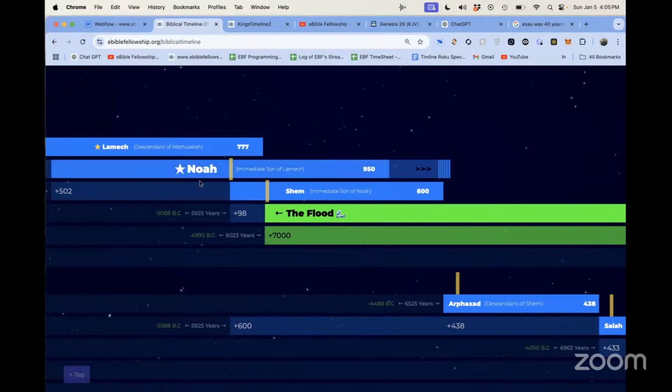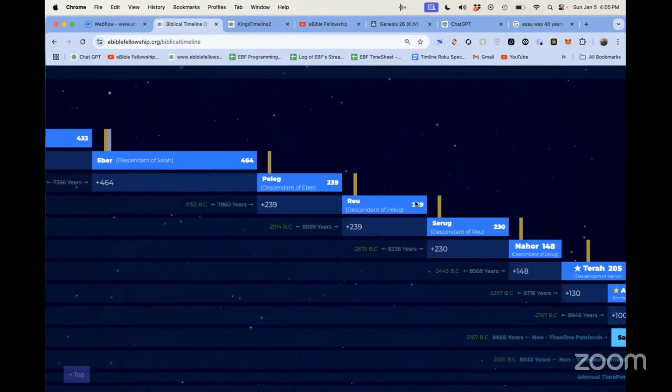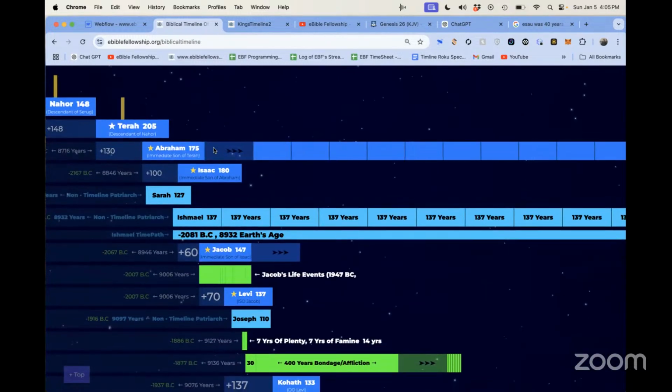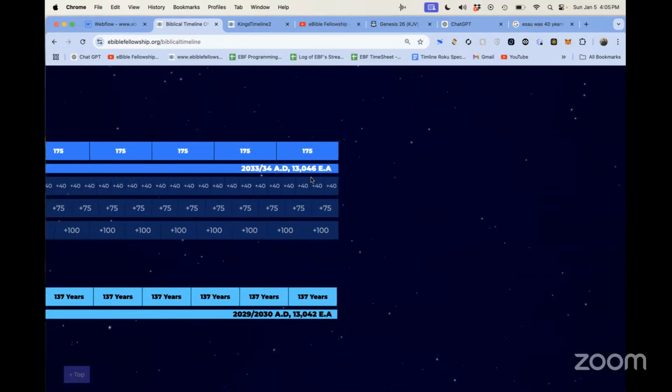From Noah's birth, you can get to 2011, or at least to Judgment Day. And also, Noah's lifespan takes you to 2011. So Abraham, he takes us to the end, to Judgment Day, which would be 2033.